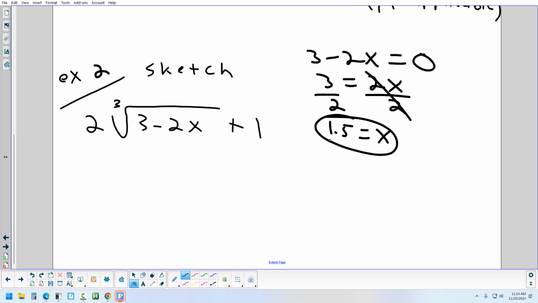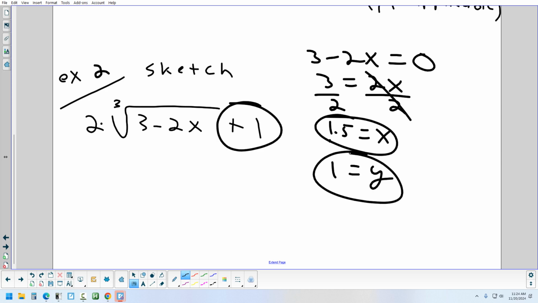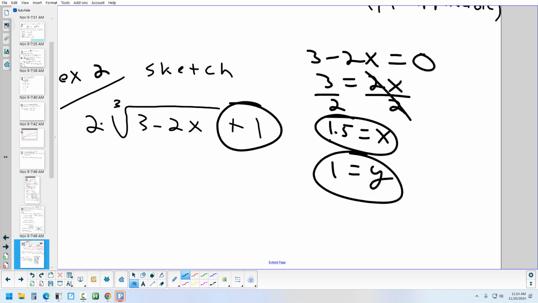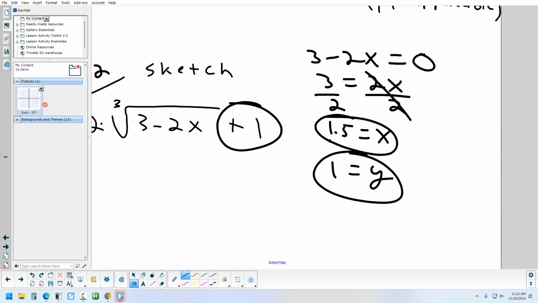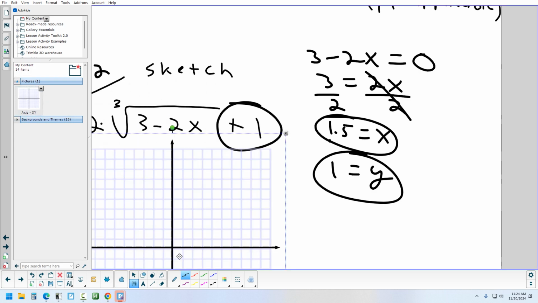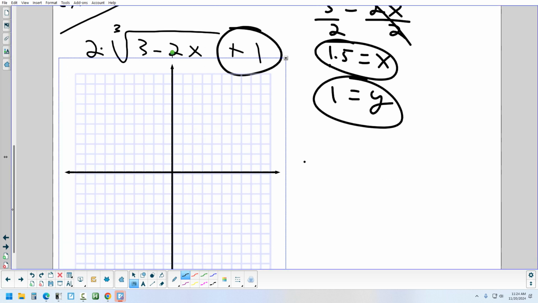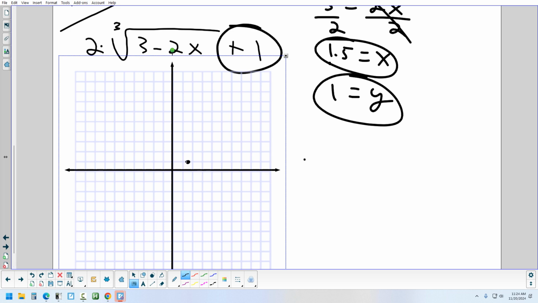What's the cube root of 0? 0. Times 2? 0. Plus 1? 1. Your y value is usually just that number right there. That's your y value. But if you forget that, you can always just use substitution. It's just the whole first part comes out to 0. All right, now let's make a sketch. Okay, so our center point is 1.5, 1.